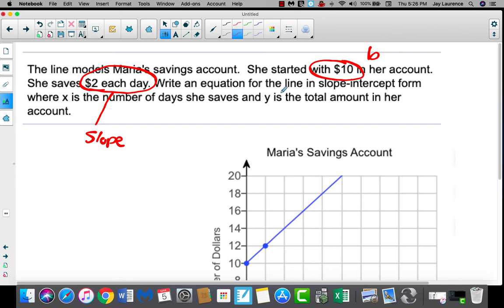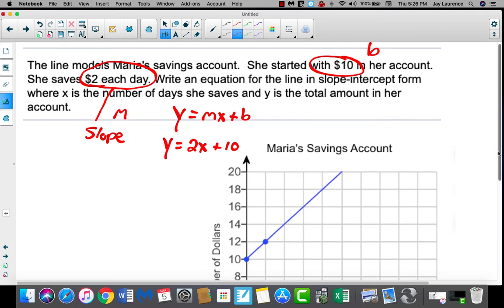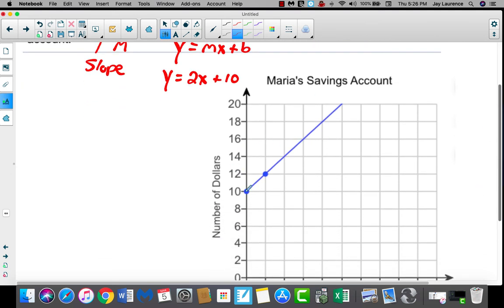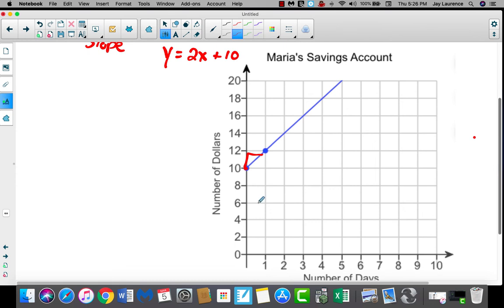Write an equation for the line in slope-intercept form. Slope-intercept form is y equals mx plus b. So my equation should be y equals 2x plus 10. Yeah, 2x plus 10. That's it. There's nothing to this problem. The y-intercept is 10. You rise 2, you run 1. If you look, that's 1 day. Yep, number of days, 1. So the rise is 2, the run is 1, and you have y equals 2x plus 10.